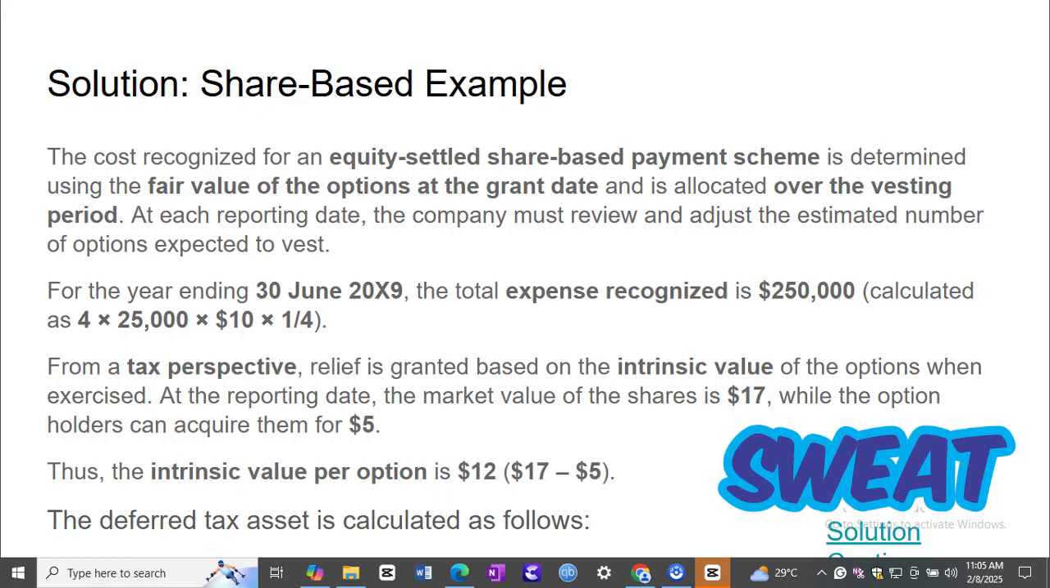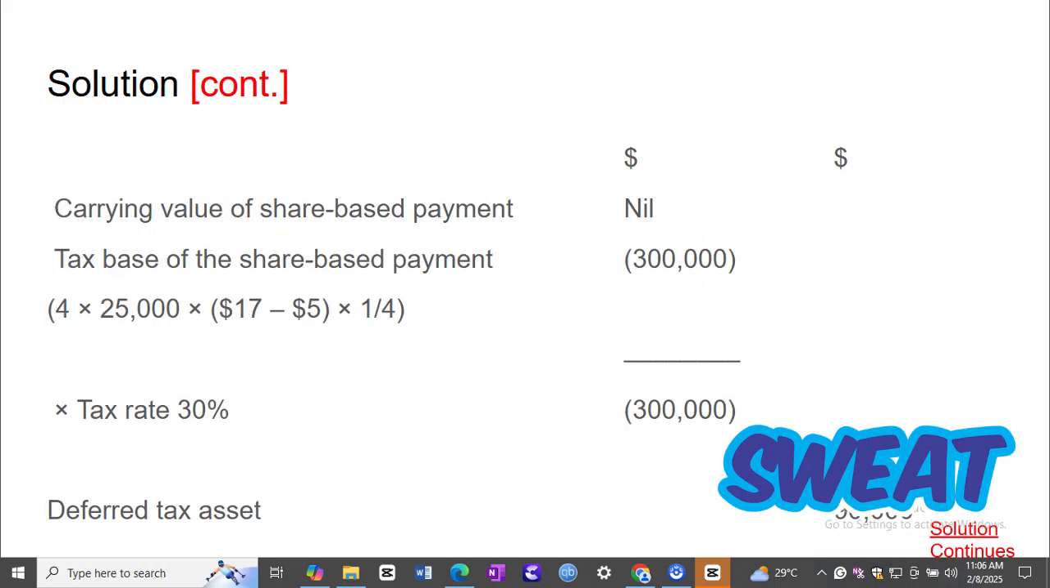Okay, got it. Now the deferred tax asset, how do we calculate that? Well, the intrinsic value of each option is $12. That's the $17 market price minus the $5 exercise price. And since only a quarter of the vesting period has gone by, the tax base is $300,000. So with a tax rate of 30%, the deferred tax asset would be $90,000.